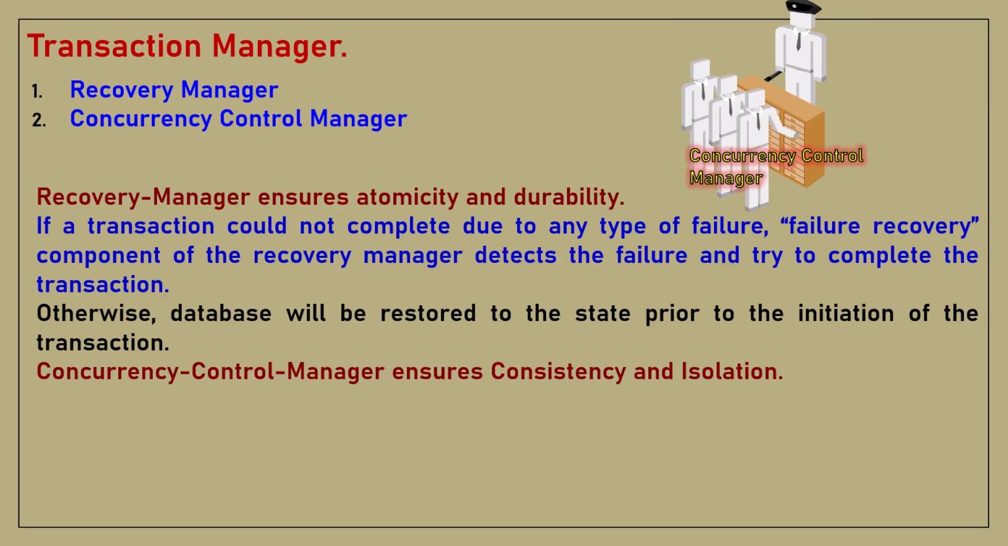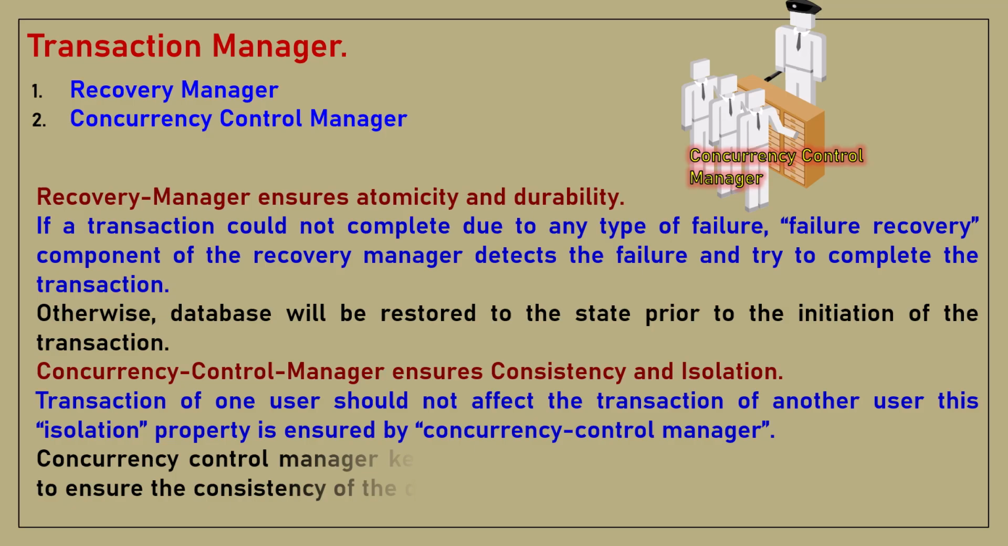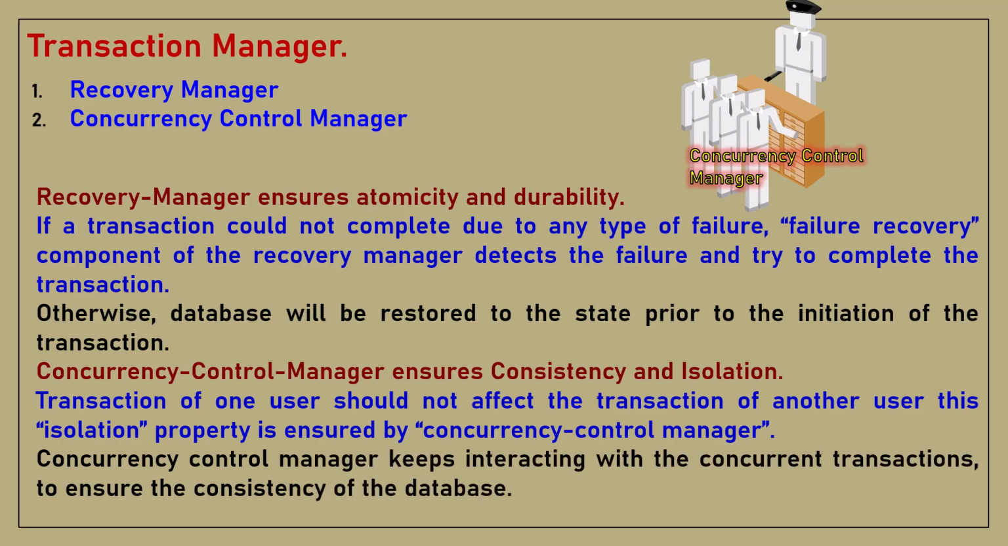As databases of enterprises are accessed by billions of end users, multiple users have to be allowed to interact with the database concurrently. A transaction of one user should not affect the transaction of another user. This isolation property is ensured by the Concurrency Control Manager, a component of the Transaction Manager. The Concurrency Control Manager keeps interacting with the concurrent transactions to ensure the consistency of the database.